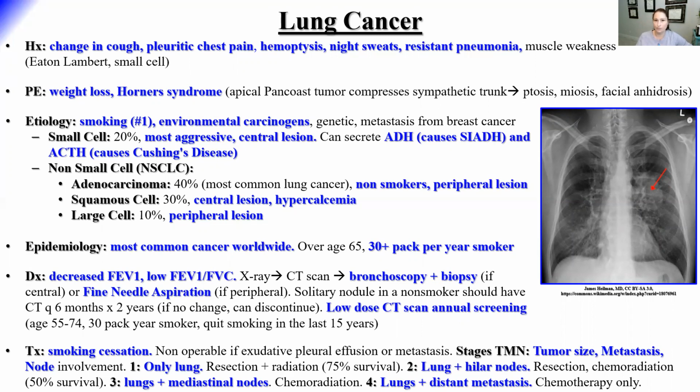Etiology of lung cancer: smoking, smoking, smoking. Smoking is going to be the number one cause of lung cancer. Also, chronic exposure to environmental carcinogens can be a cause. It can be genetic. It can be metastasis from breast cancer.